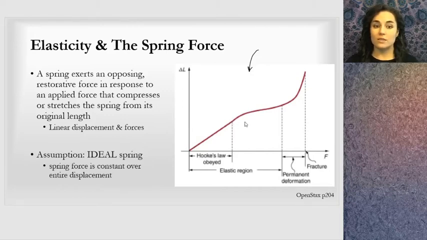There's an elastic region where at some point it's not as linear, and then beyond that you can have a permanent deformation, or actually you can see fracture of the material if you deform it past what those bonds in the material can take. So we're going to assume an ideal spring in all of our problems, which means that there's going to be a linear relationship between this displacement and the force.